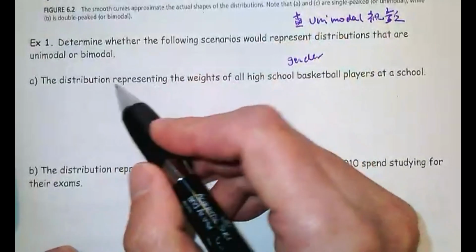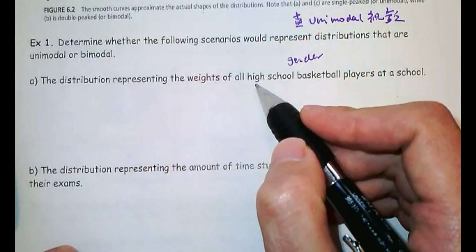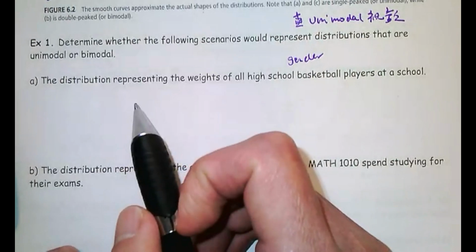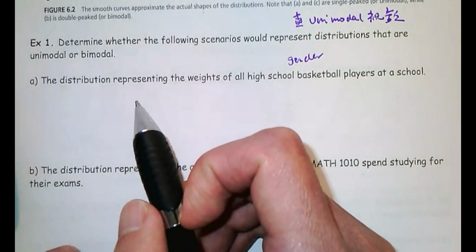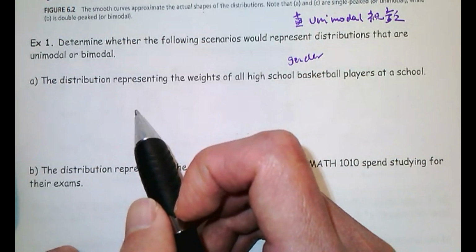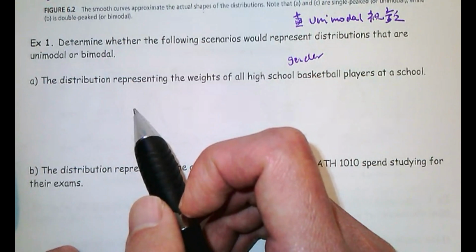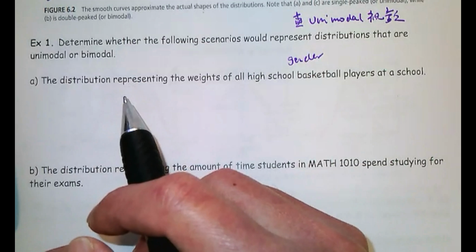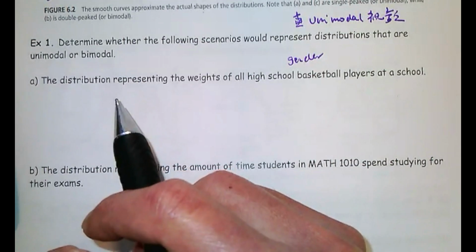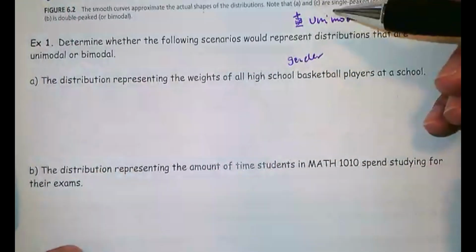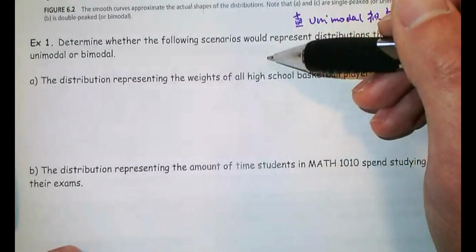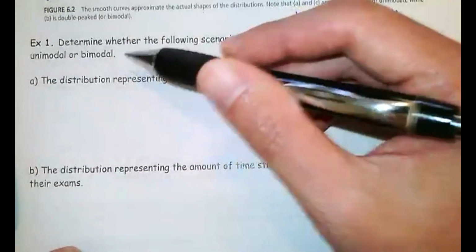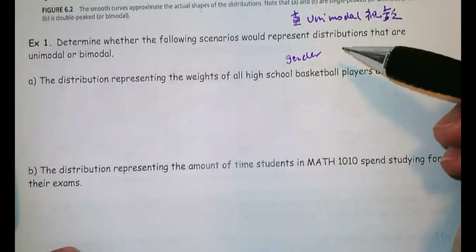How about question A? The distribution representing the weights of all high school basketball players at a school. When you collect the data, will you see a unimodal or bimodal distribution? I need somebody to voice. Blake, it seems that you are trying to say something. Is it bimodal? Yes, so why do you think that? Because it's the weights of all the high school basketball players, all, so like all of them being plural. Isn't unimodal single or singular?